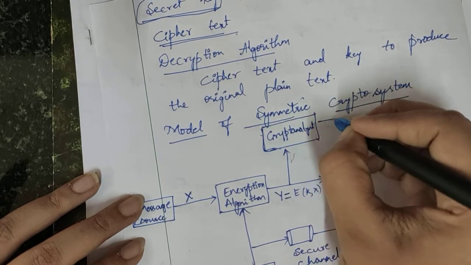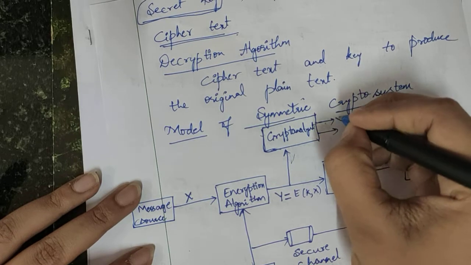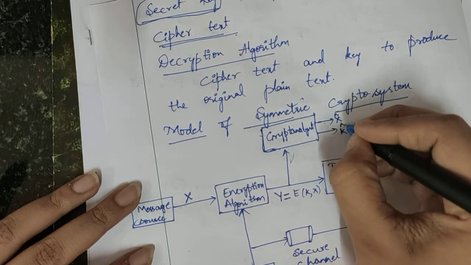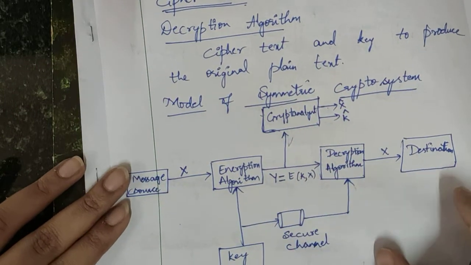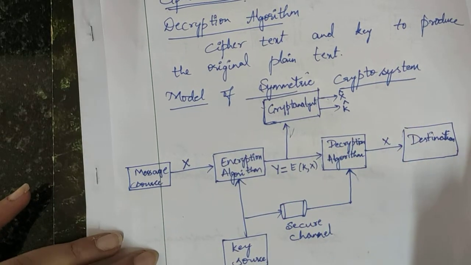So here there will be estimated plain text, which I will denote as x cap, and estimated key source, which I will represent as k cap. This is how, using a block diagram, we will explain the model of a symmetric crypto system.